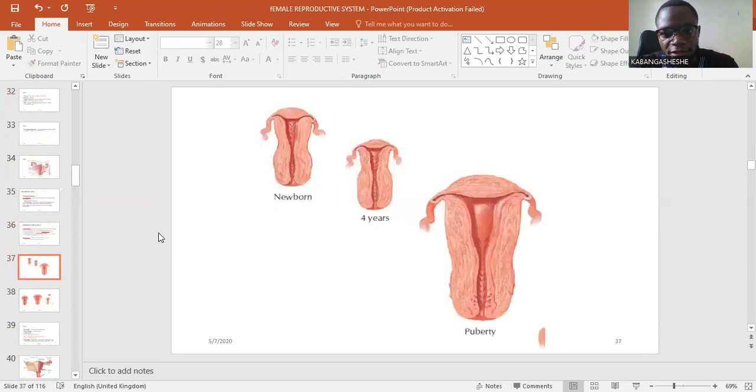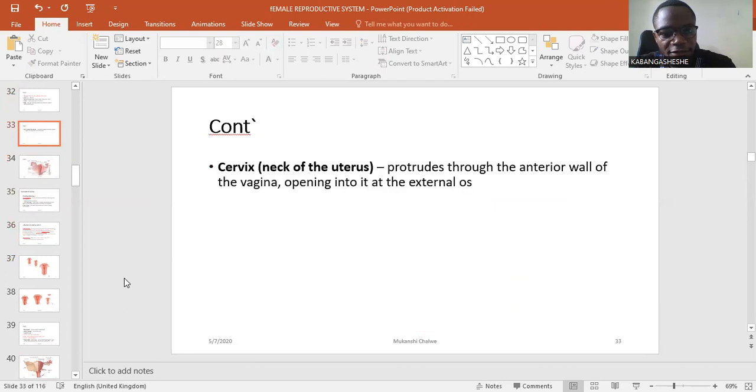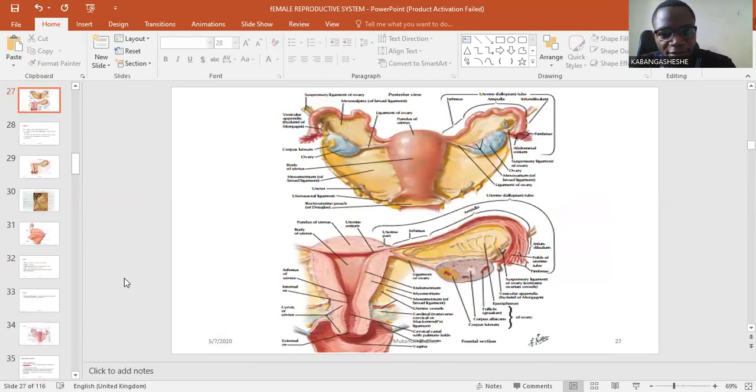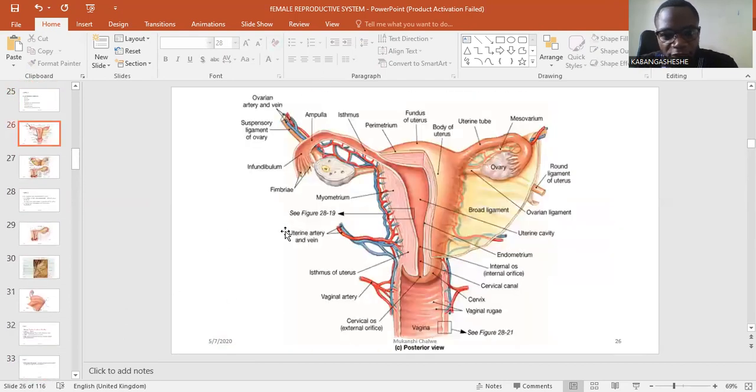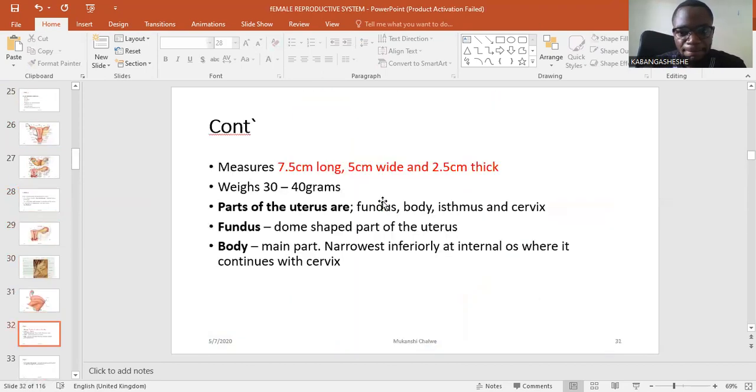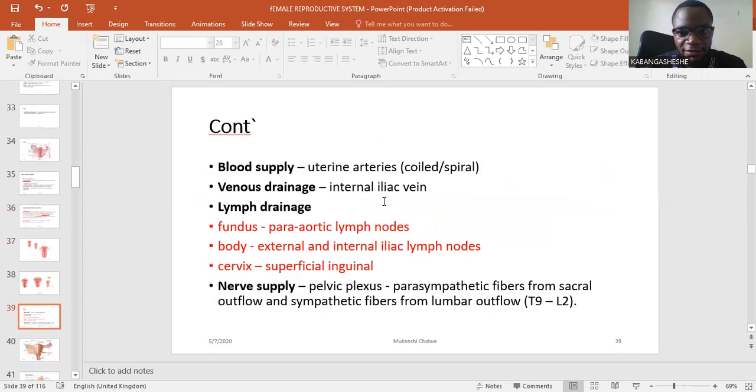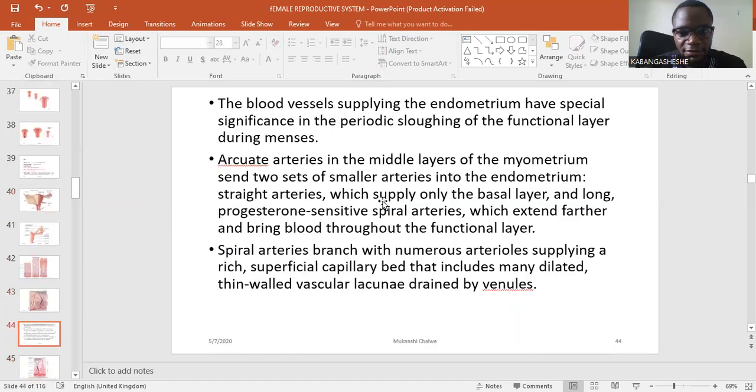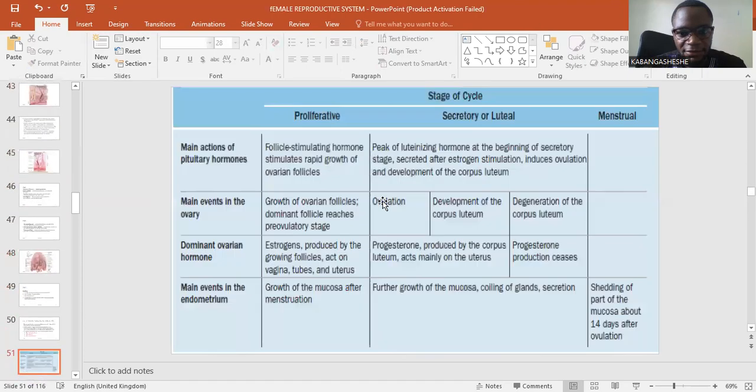Okay. So now the outer layer is the perimetrium. That is a perimetrium made up of connective tissue. Okay, so if you observe the previous diagram, we saw that these are the uterine arteries. Uterine arteries coming from the iliac artery. Okay, there's a diagram I have that I want you to see.